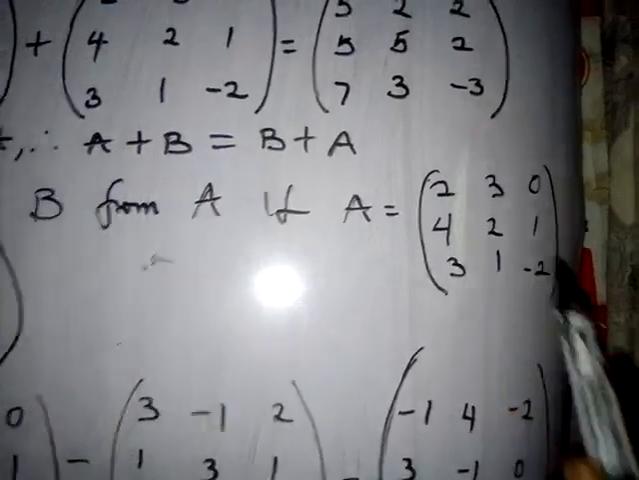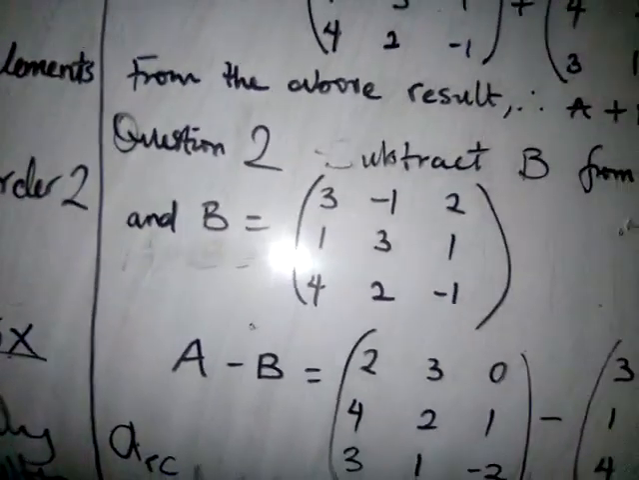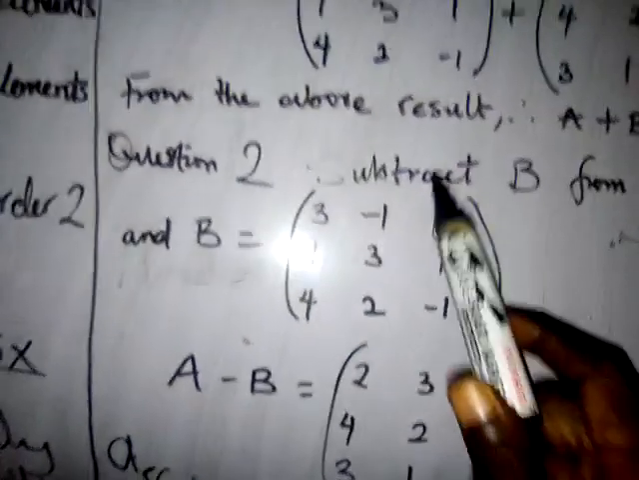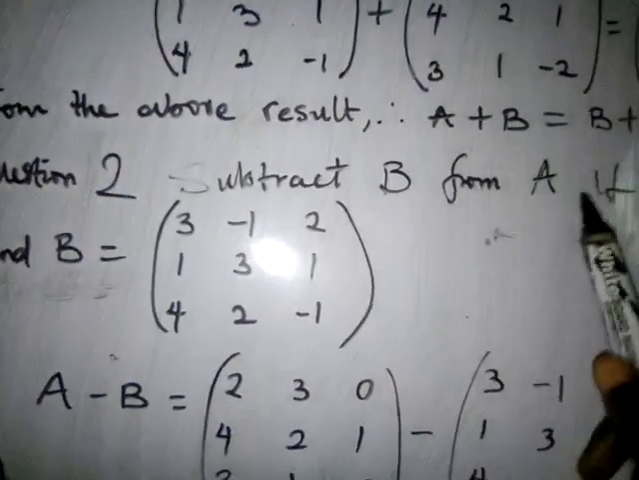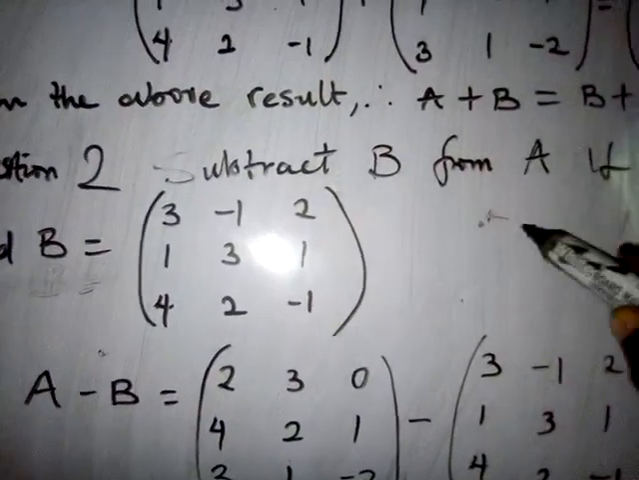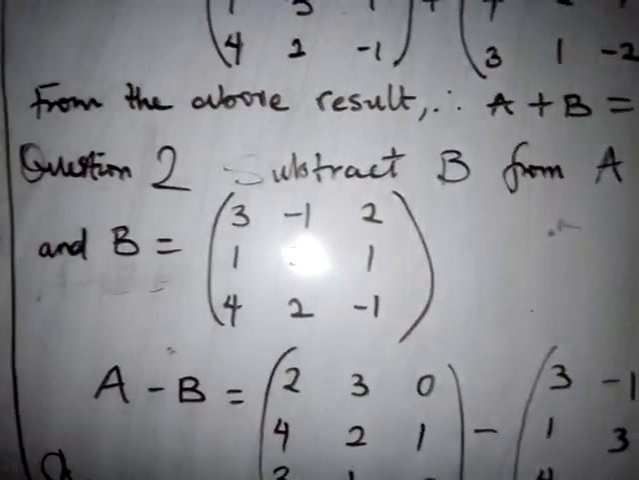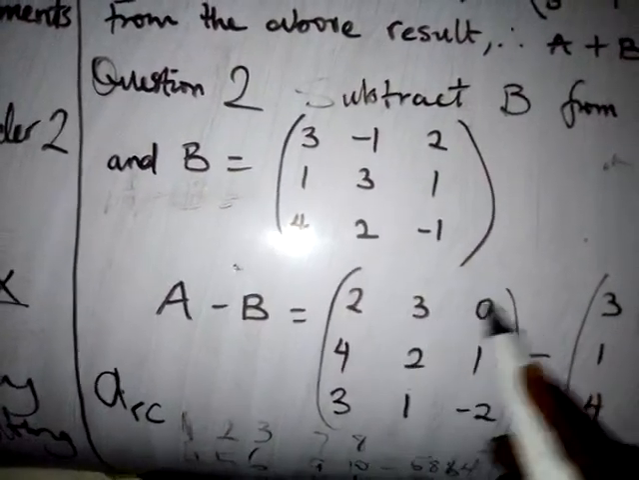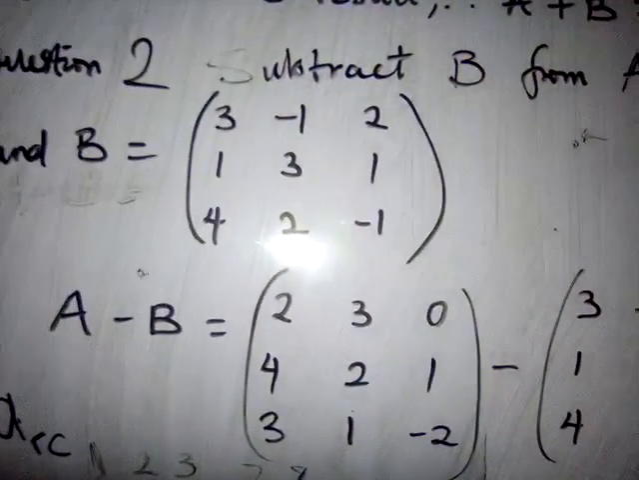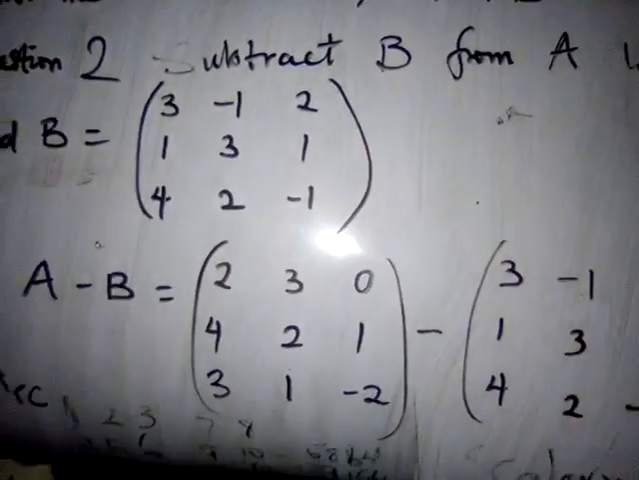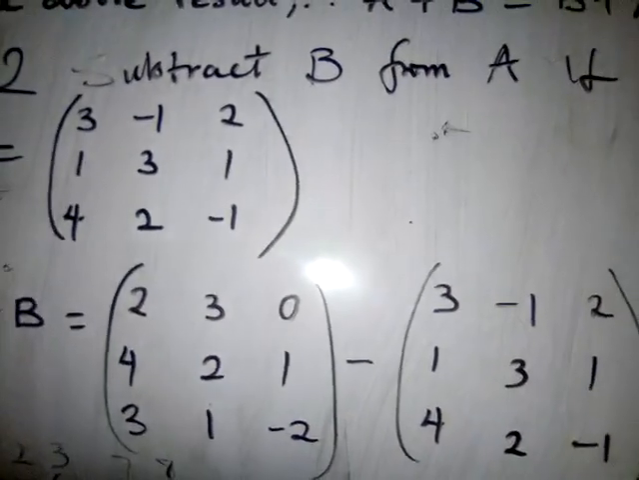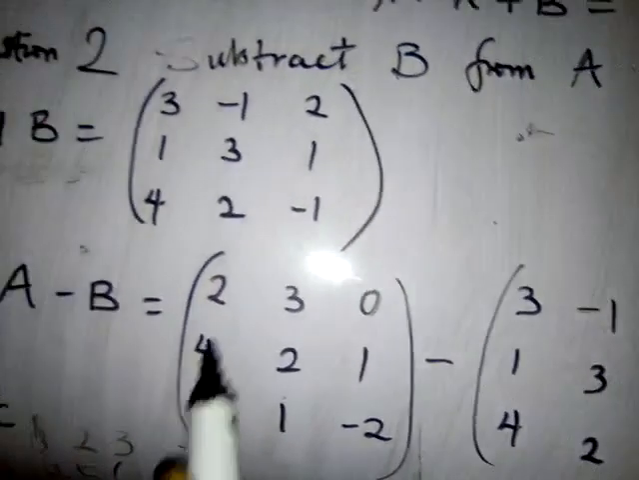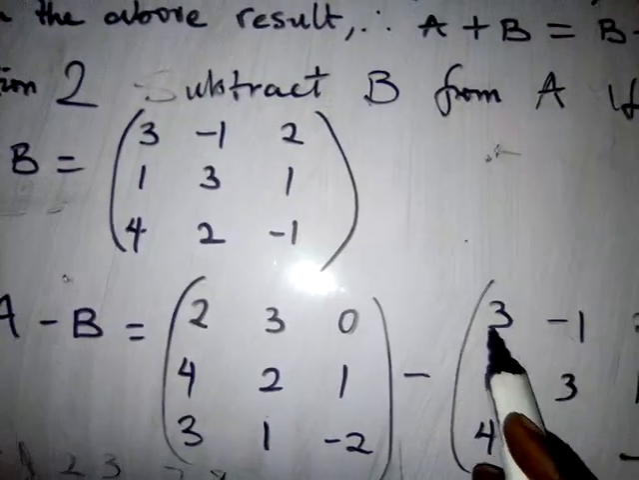Question 2. Subtract B from A. If A is this matrix and B is this, we have to subtract. What do we need to do? Don't forget this statement: subtract B from A. That means A is the first matrix you are going to write, then you subtract. You subtract B from A, so that will be A minus B. You understand? So the first matrix you need to write is A, which is 2, 3, and don't forget that before you can add and subtract, it has to be of the same order, the same row, the same column.